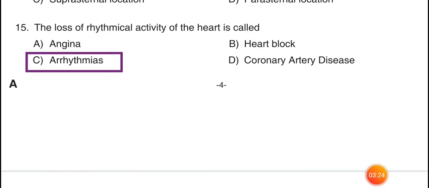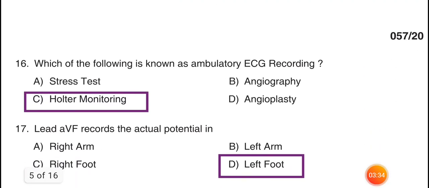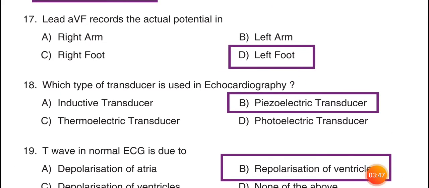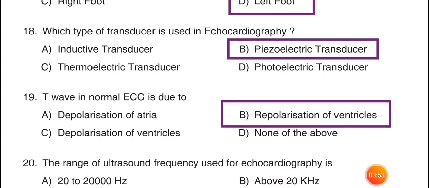15. The loss of rhythmical activity of the heart is called. Option C, arrhythmias. 16. Which of the following is known as ambulatory ECG recording? Option C, Holter monitoring. 17. Lead AVF records the actual potential in. Option D, left foot.